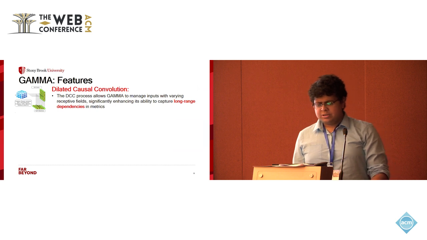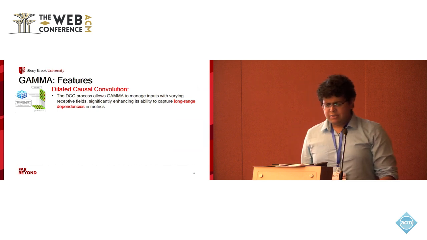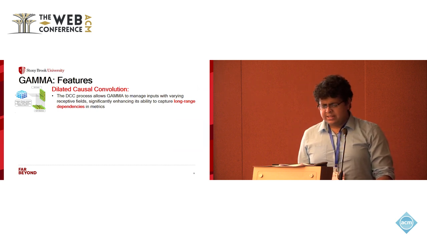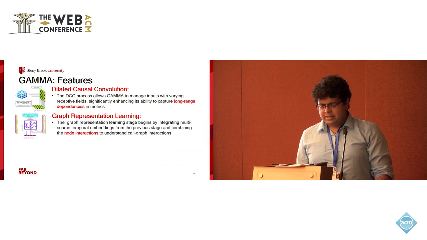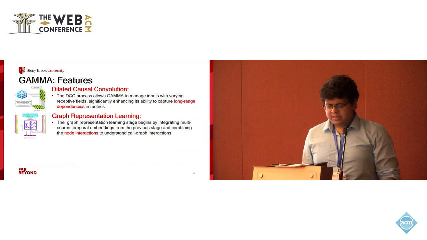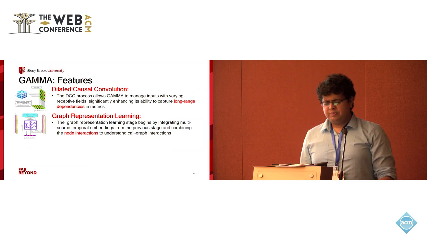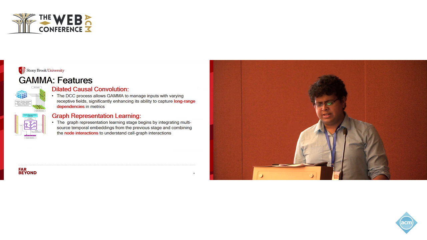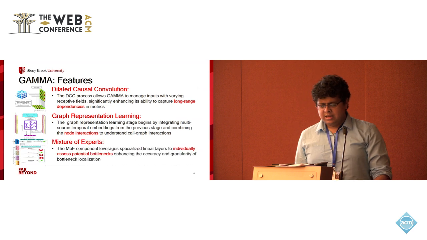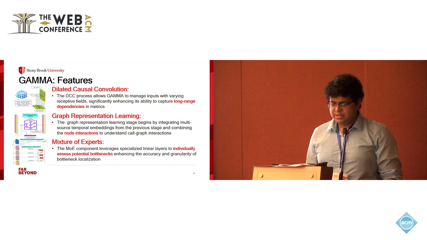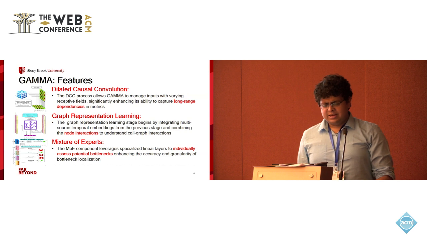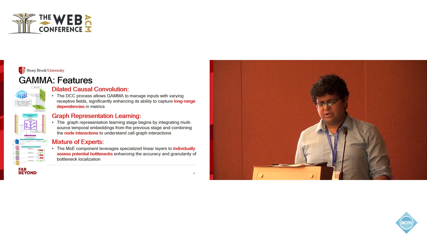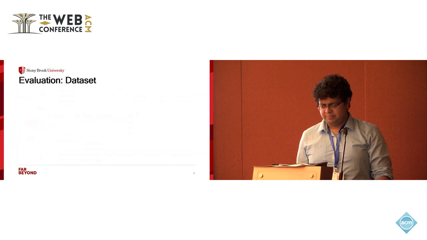The dilated causal convolution, or DCC process, allows Gamma to manage inputs with varying receptive fields, significantly enhancing its ability to capture long-range dependencies in metrics. The graph representation learning stage begins by integrating multi-source temporal embeddings from the previous stage and combining the node interactions to understand call graph interactions. The mixture of experts, or MOE components, leverages specialized linear layers to individually assess potential bottlenecks, enhancing the accuracy and granularity of bottleneck localization.